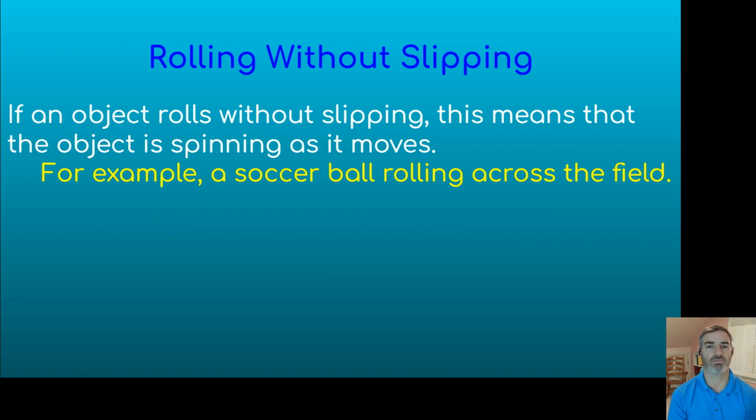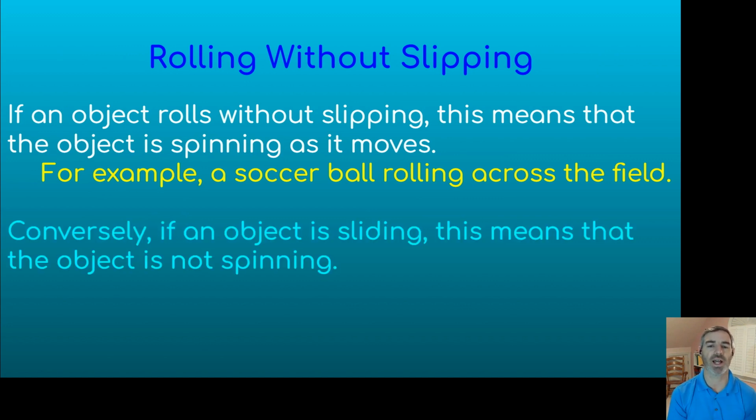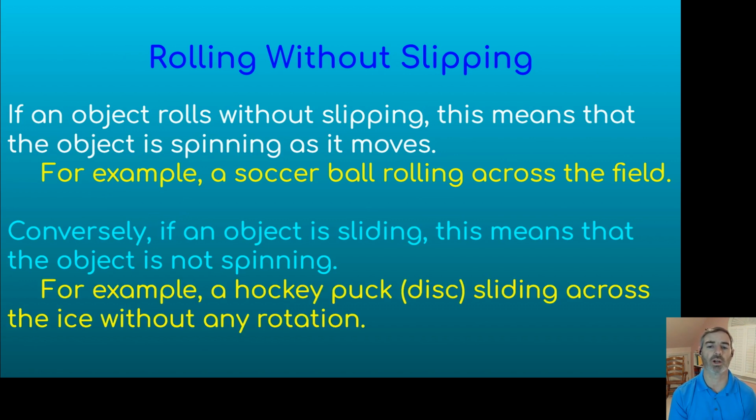When the soccer ball rolls, it's moving rotationally and translationally. Conversely, if an object is sliding, this means that it's not spinning at all. An example would be a hockey puck, a cylinder just sliding across the ice without any rotation. So what causes rolling without slipping?